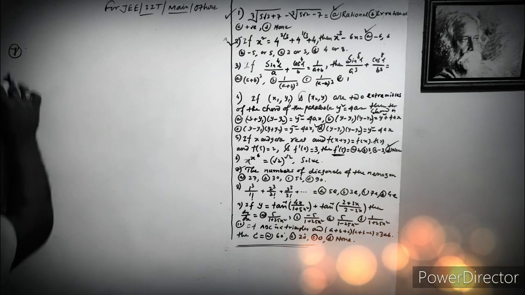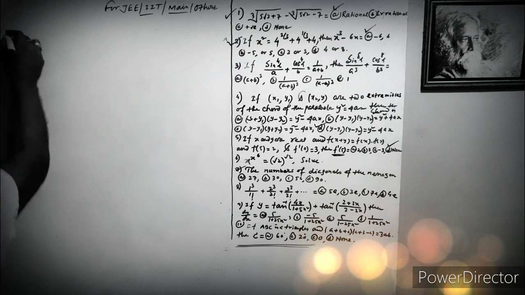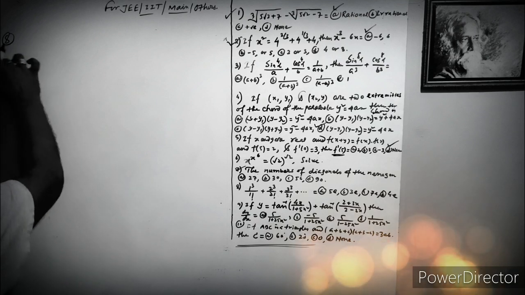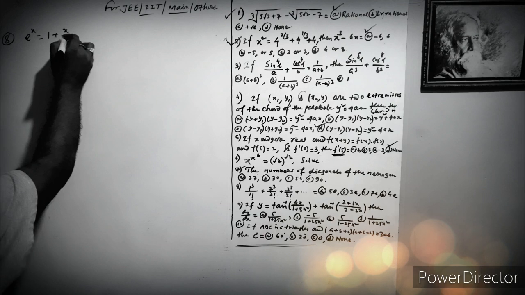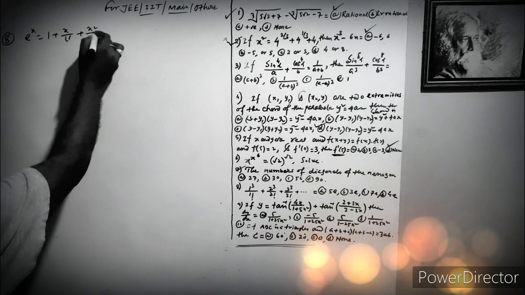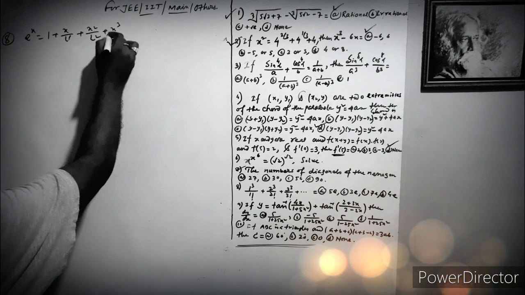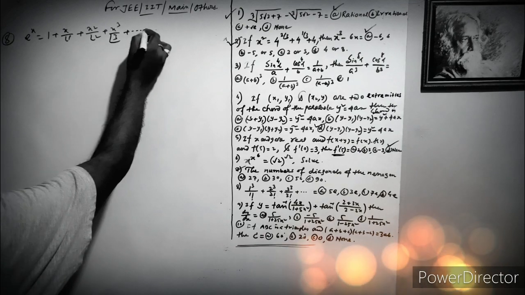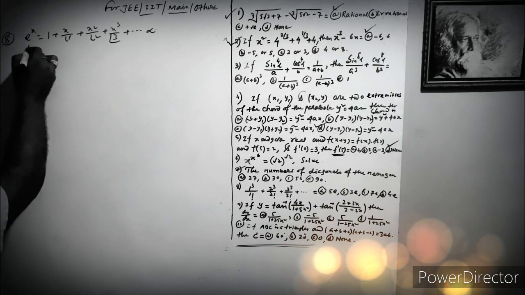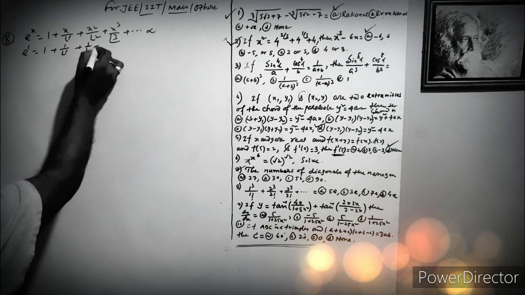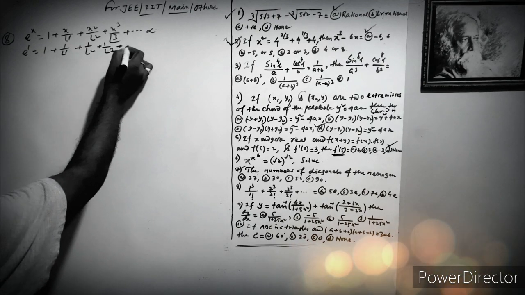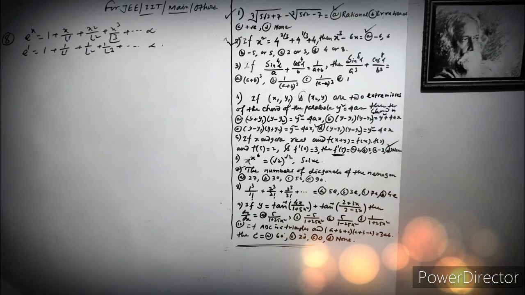And for question 8, actually the exponential e series: e to the power x is 1 plus x by factorial 1, x squared by factorial 2, x cubed by factorial 3, like that. If we put x equal to 1, then we get 1 plus 1 by factorial 1, 1 by factorial 2, 1 by factorial 3, like that. So we replace this by e.